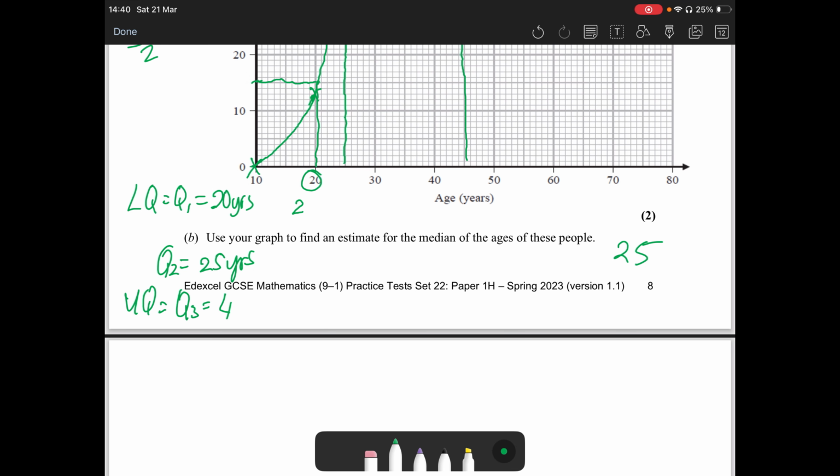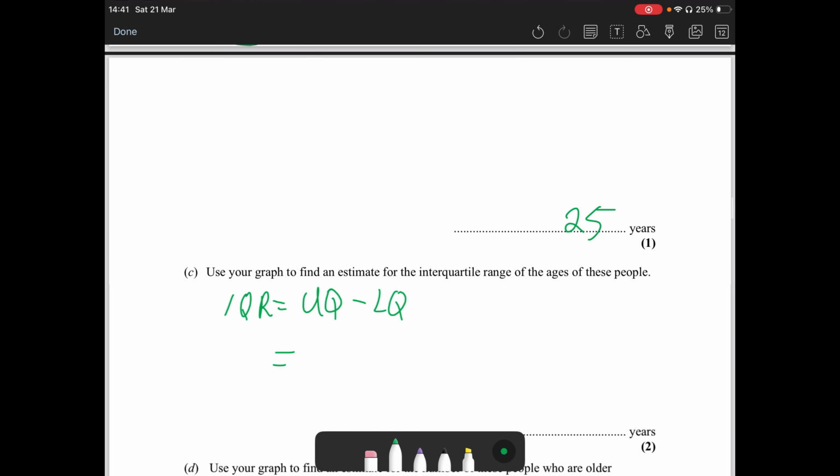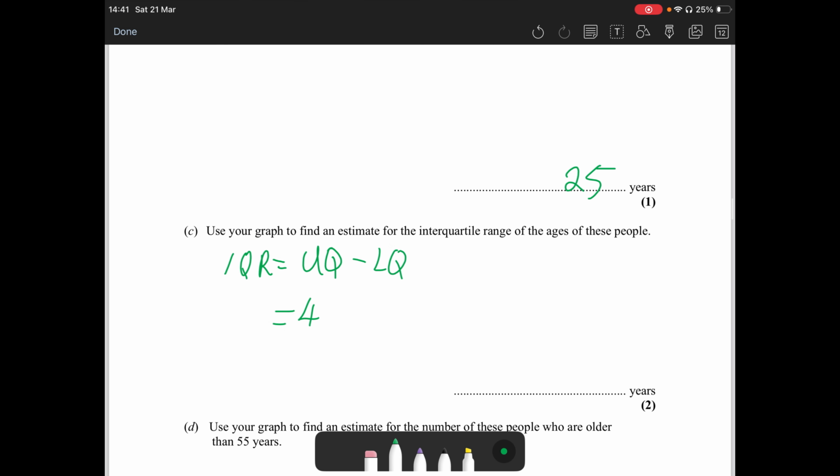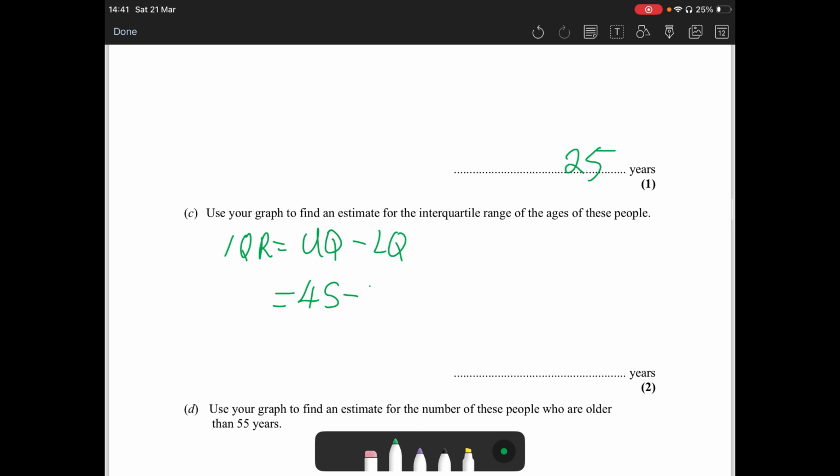So the IQR doesn't really need the median. It just needs the upper and lower quartile. So IQR for short is UQ, the upper quartile, take away your lower quartile, which we've identified to be 45 take away 20, which is 25.